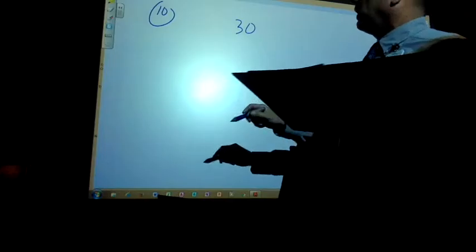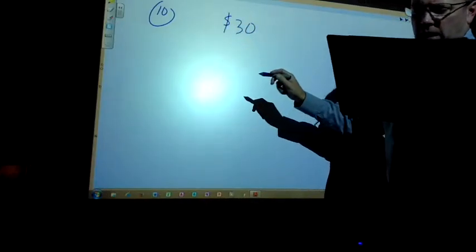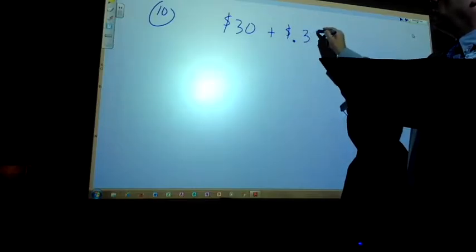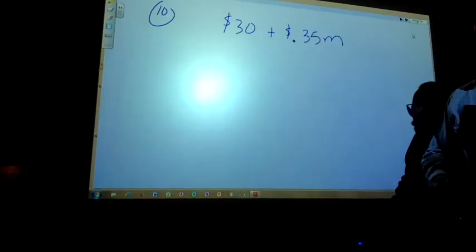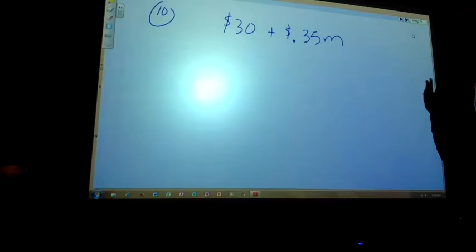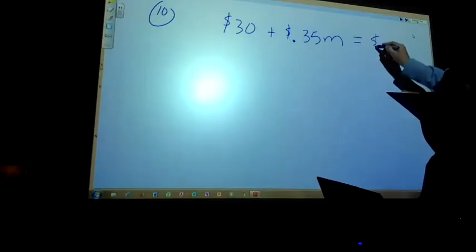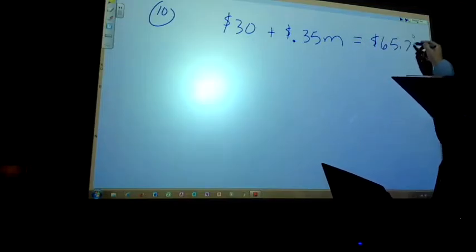Now it's gotten a little bit better. So one cell phone plan is going to cost you $30 as a flat fee, and then for each minute, it's going to cost you that. So if you use 0 minutes, you're going to pay $30 for the month, regardless. Does that make sense? And then they're telling you that you have a bill that was $65.70.